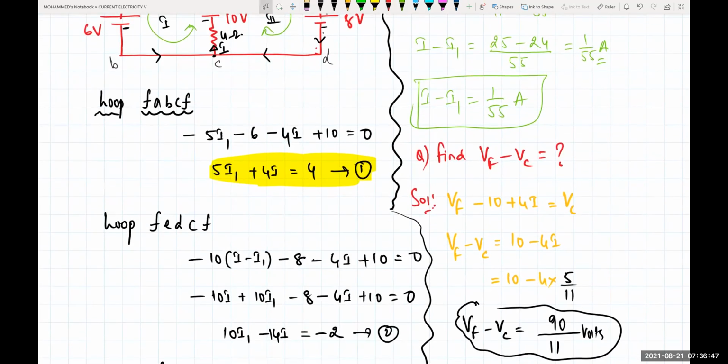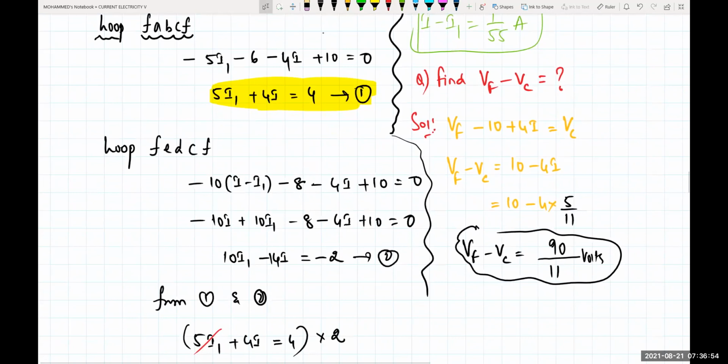So just multiply this out. Minus 10I plus 10I1, minus 8, minus 4I, plus 10 equals 0. That means 10I1 minus 14I equals minus 2. That is equation number 2. Is it clear for everyone?